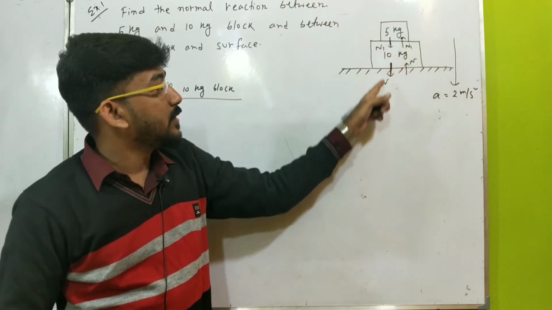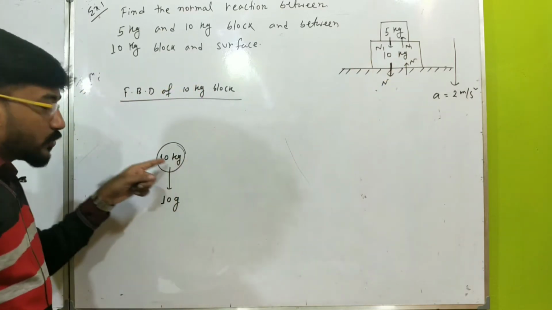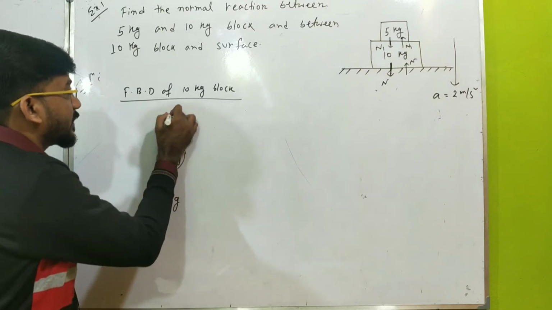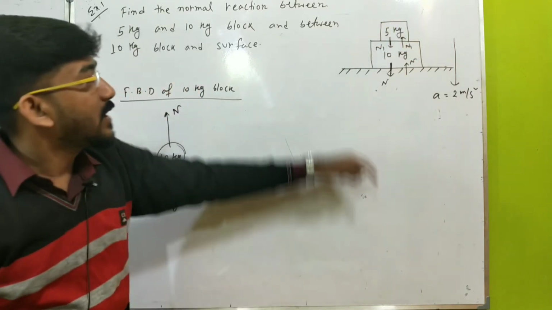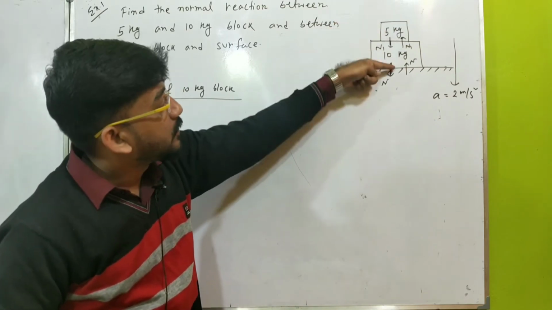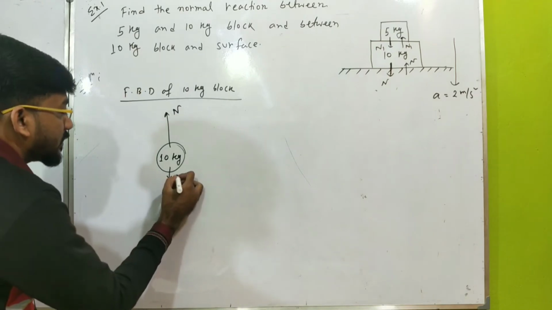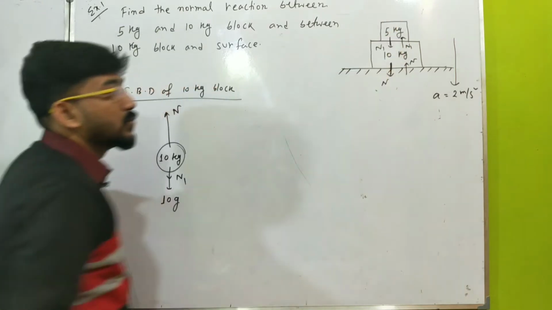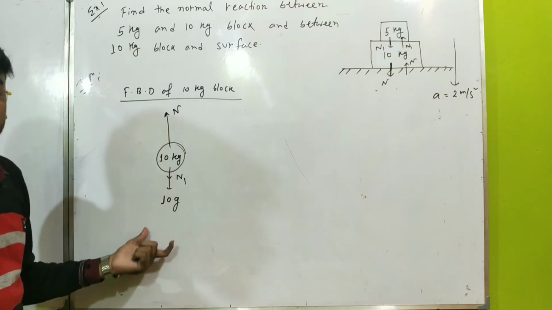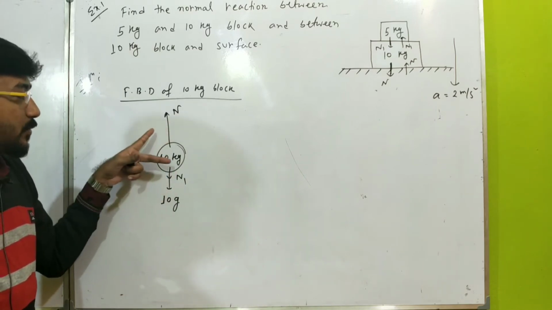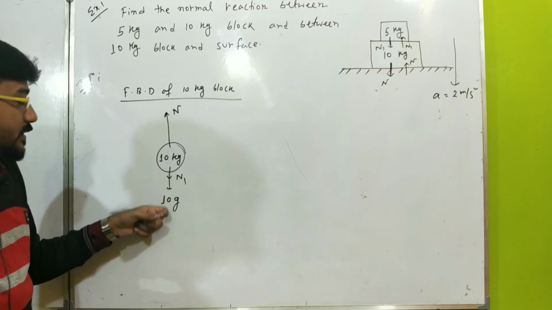The 10 kg block will give a force N to the surface, so the surface will react with the same force N. So to the 10 kg block a normal reaction N is acting in the upward direction. Similarly the 5 kg block will give a force N1 to the 10 kg block, but it is in the downward direction. So another force is here, that is N1, in the downward direction, due to the 5 kg block. So this 10 kg block will experience three forces: two reaction forces, the normal reaction force and N1, and another is the gravitational force due to earth, that is 10g.